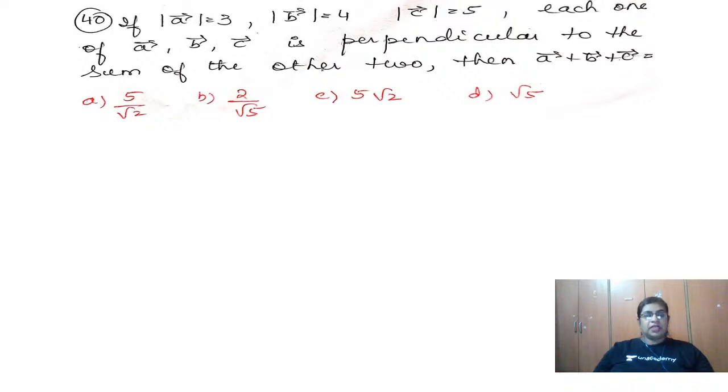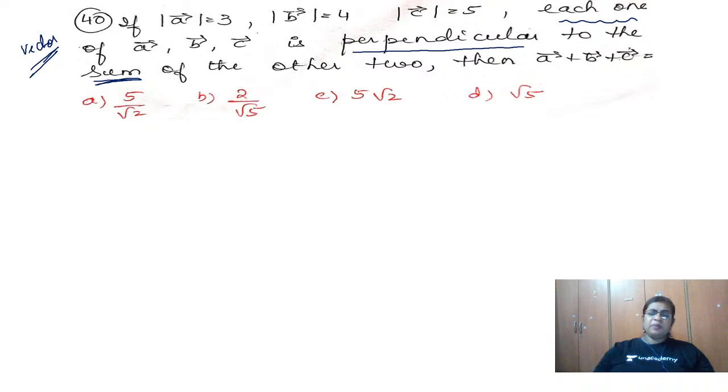Question number 40. Very, very important. Once again, you got the vector chapter. So magnitude A is given, magnitude B is given, magnitude C is given. And look what new condition is given. Each one of A, B and C is perpendicular to the sum of the other two. Then what is the magnitude of A plus B plus C?